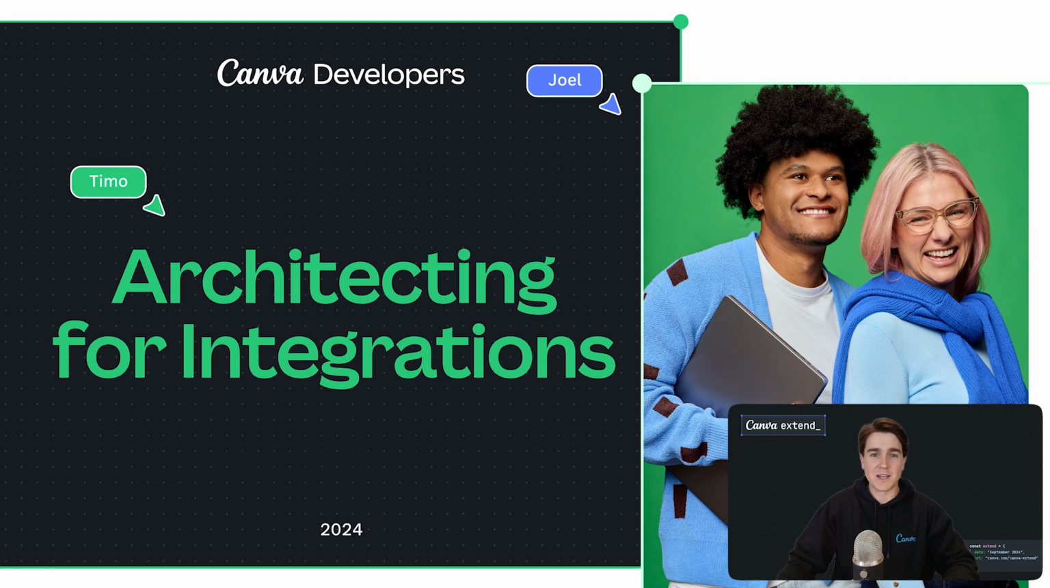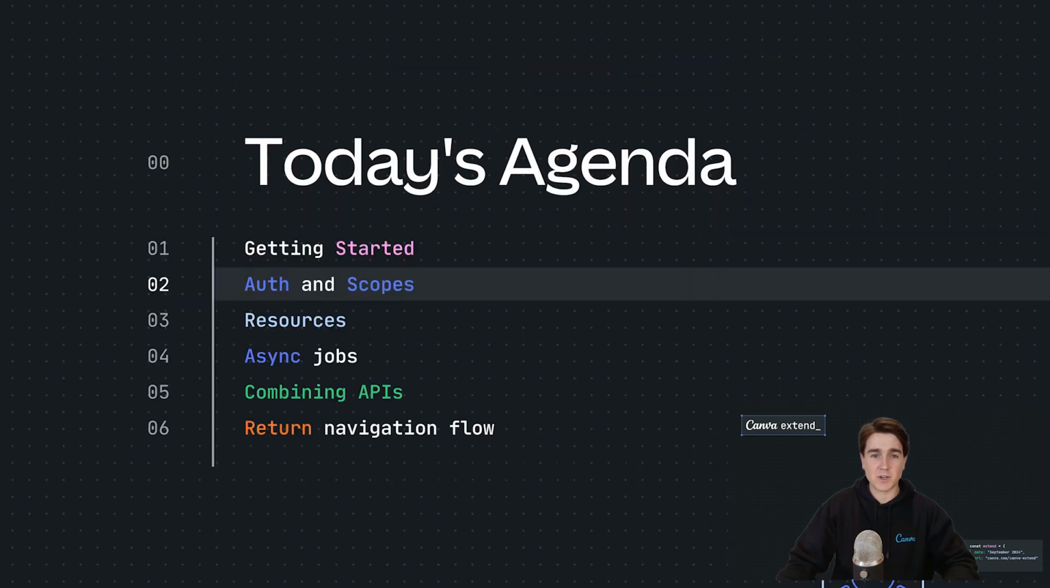I'm Joel, and I'm joined by Timo, a fellow Canva engineer and co-owner of the Connect API. Together, we'll guide you through this session where we'll explore how to effectively use the Connect API to build sophisticated and lasting integrations. For today's agenda, we'll be covering 6 modules: getting started, auth and scopes, resources, asynchronous jobs, combining APIs, and our return navigation flow.